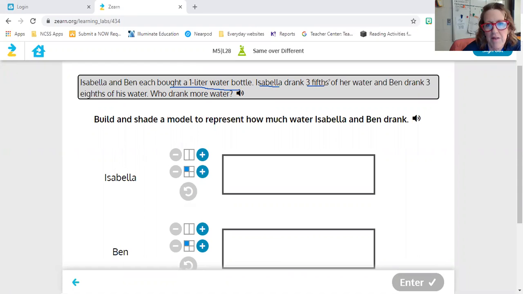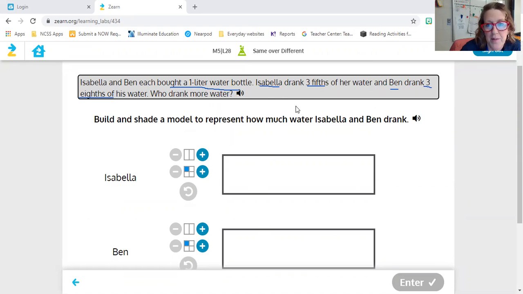Isabella drank 3/5. Ben drank 3/8 of his water. Okay. So as long as we are comparing the same whole, which we are, 1 liter is the same. As long as we're sharing the same whole, then we can compare the fractions. Okay. So if she drank 3/5, what are we going to divide this into?